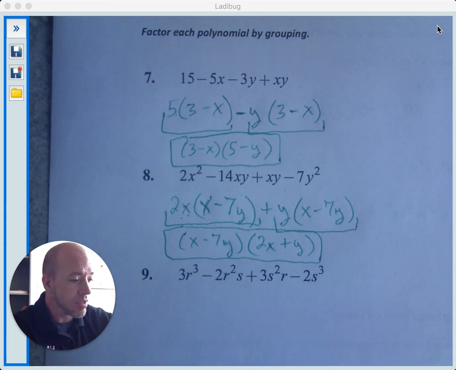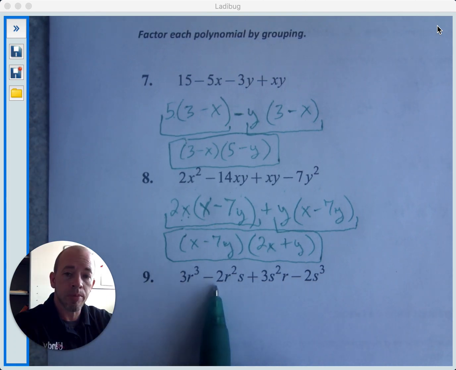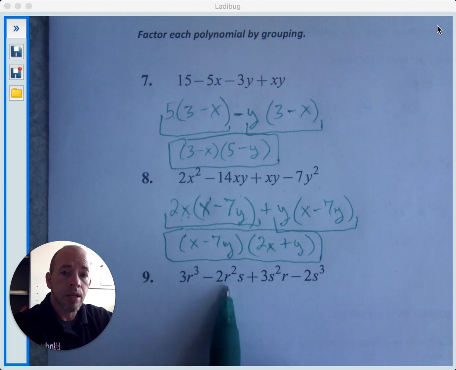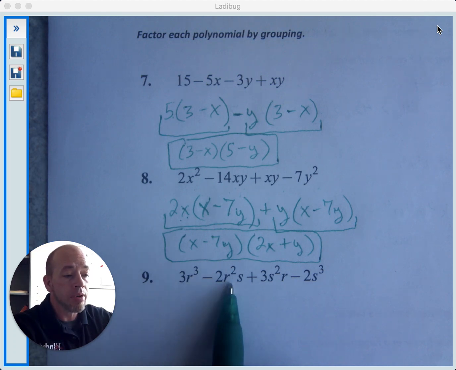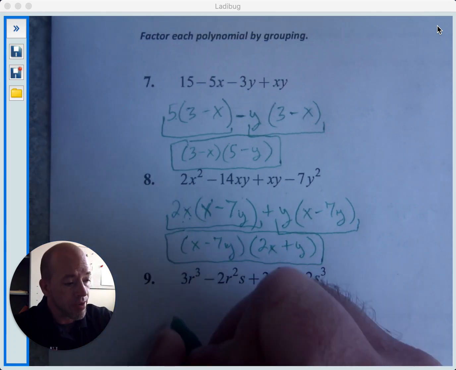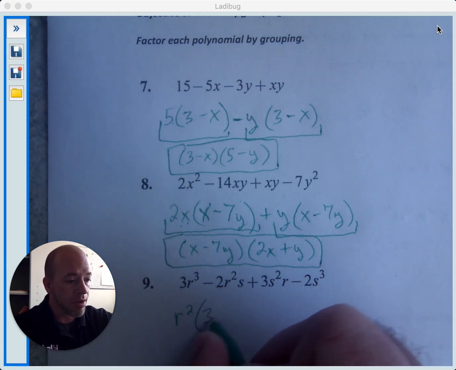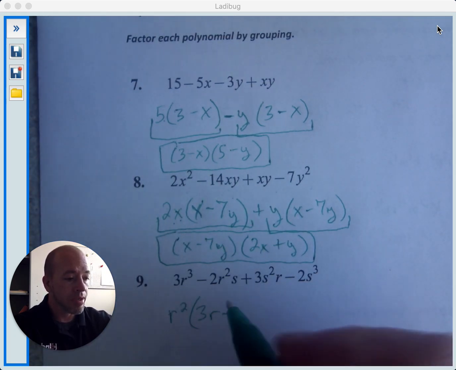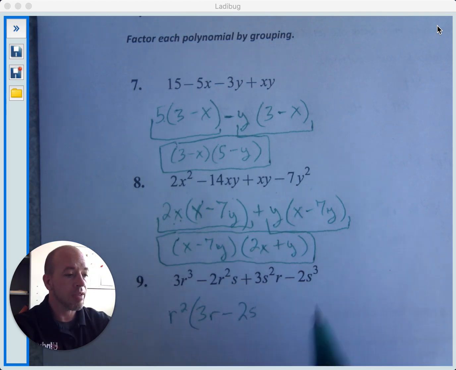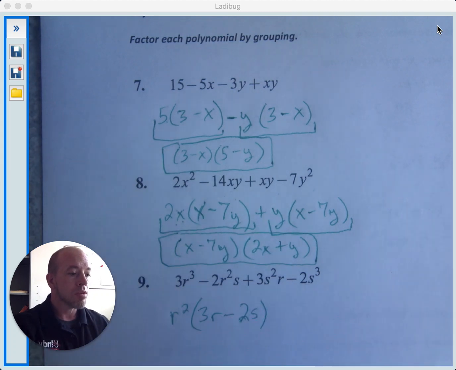Alright, so I'm going to go ahead and do this. Let's see, what can we factor out of both of these? Now, there's nothing that will go into both 3 and 2 other than 1, and 1 doesn't really help. This one has an s, but this one doesn't. There's an r squared that will go into both of these terms, right? So let's factor out an r squared. And let's see, what are we left with? So r squared times 3r would give us 3r cubed. And r squared times 2s would give us our 2r squared s. So that's the first two terms.